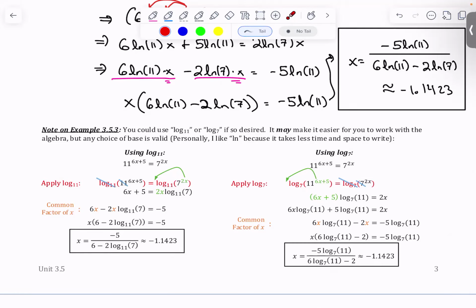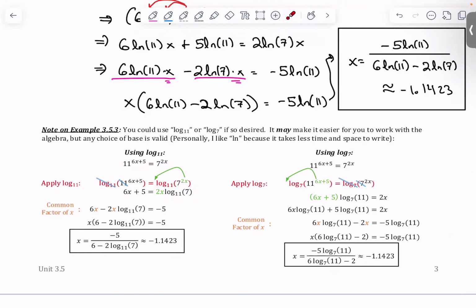It may make things look easier, but it's up to you. So I could have used log base 11 like I did here, because that would allow us to cancel it here, and then we only have one logarithm on the right-hand side, which might look better to you. It takes about the same amount of time to write. Log base 11 of 7 is just a number.